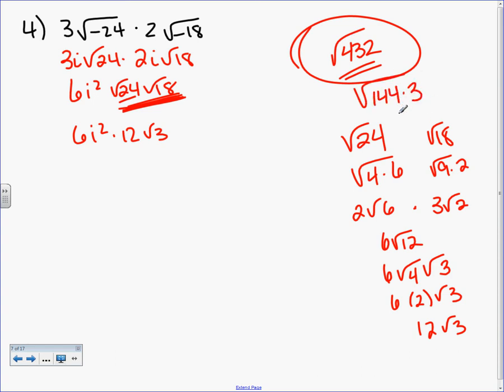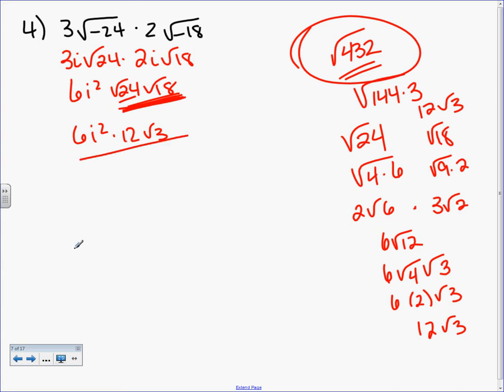Take 432 divided by 144. And what is it? 3. So do you see how I got to 12 root 3 a bunch quicker? But for some of you, that number is so big that it would take you forever to figure that out. So you just have to pick a way. Does that make sense? If that's still confusing, come see me later.